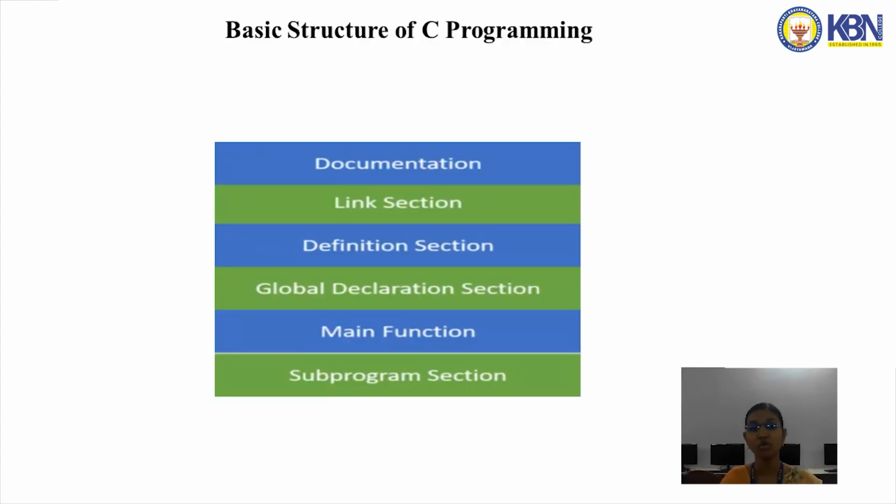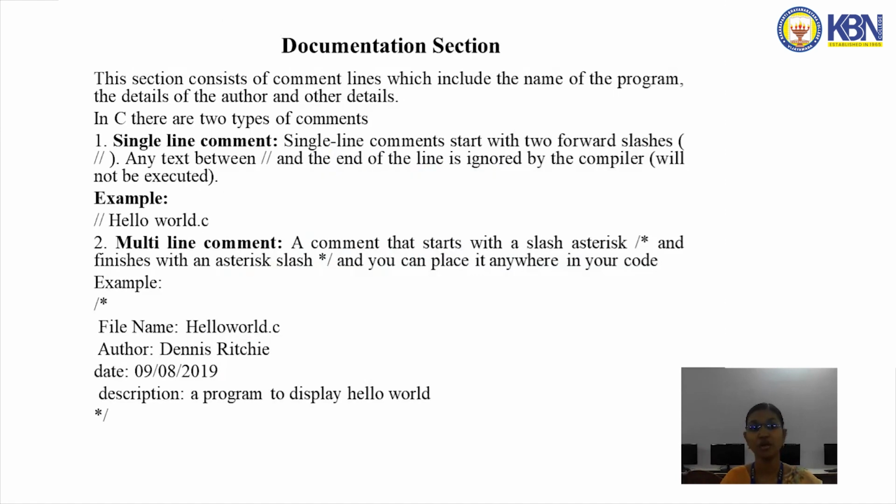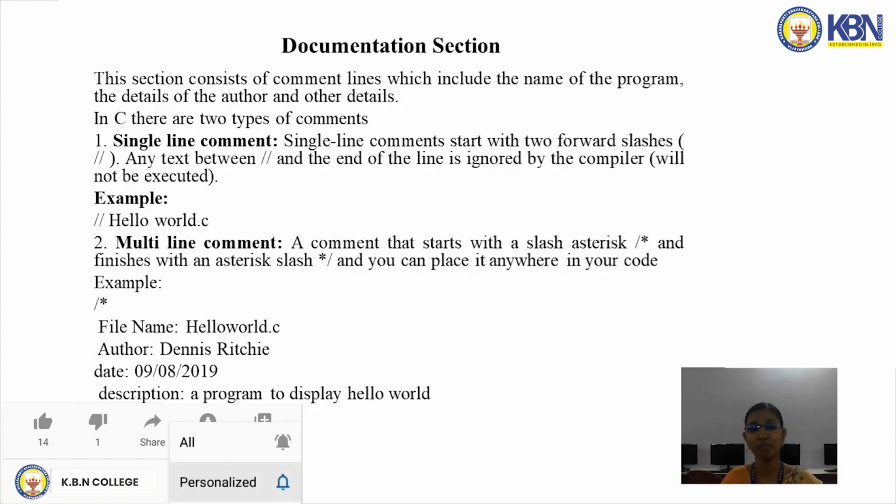Next, coming to the most important topic, the basic structure of C programming. In this structure 6 sections are there. First one is the documentation section. Next, linking section, definition section, global declaration section, main function, subprogram section. Now discuss the documentation section. This section consists of comment lines which include the name of the program, the details of the author and other details. Let us take some example. We are taking the example of a book. In that book we are using the comment lines.